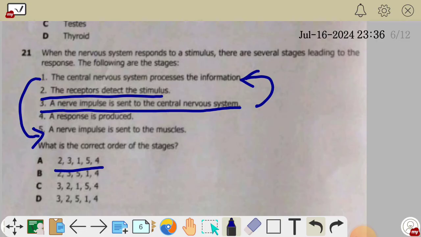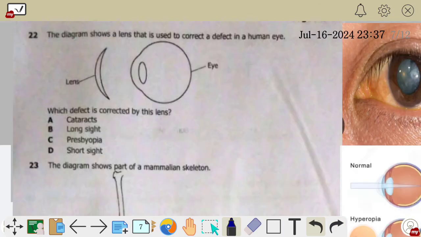So the first one is the receptors sensing the stimulus, that is 2, and then followed by 3, which is a nerve impulse sent to the central nervous system after being sensed. Then followed by 1, which is the central nervous system processing the information and sending it to 5, which is the muscle. Then finally the muscle will produce a response. So the correct answer here is A for question 21.